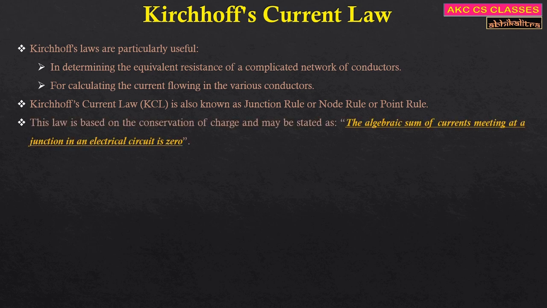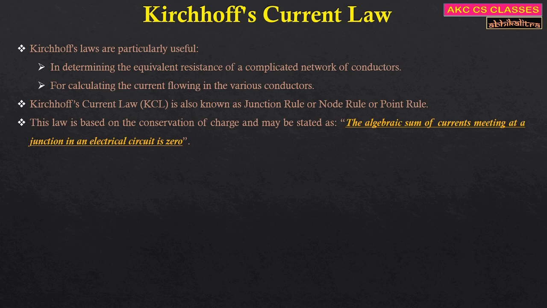Now we come to the statement of the law. This law is based on the conservation of charge. What is the law of conservation of charge? It states that electric current is merely the flow of free electrons, and they cannot accumulate at any point in the circuit. So Kirchhoff's current law is also known as Kirchhoff's current rule, junction rule, node rule or point rule, because this is a rule based on the law of conservation of charge, right?